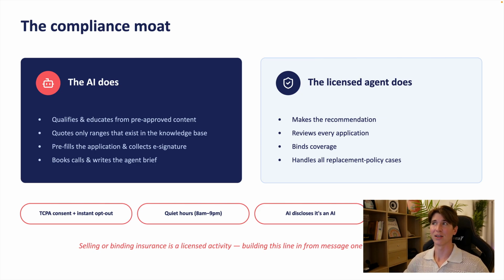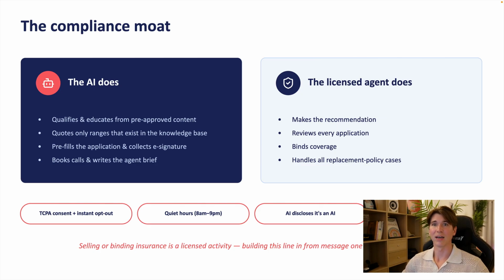But it can't do some things. Some things still have to happen, which is writing the policy. Making the recommendation has to be done by a licensed agent, and you probably want them to review the application, and that agent signs to bind the coverage. So an AI can't sign, as you know; a licensed agent must sign to bind the coverage, and the human agent will have to handle some cases where the agent doesn't have enough information, or edge cases.